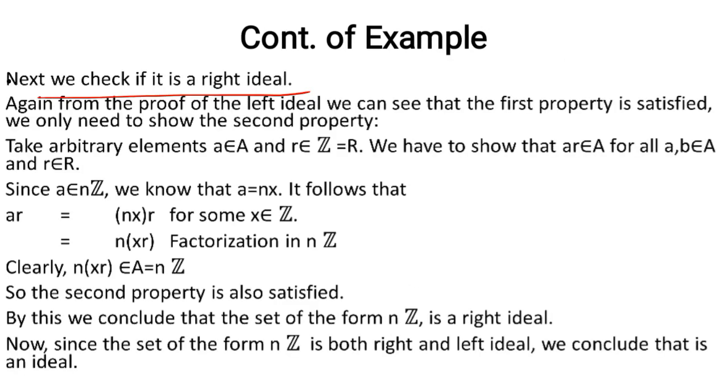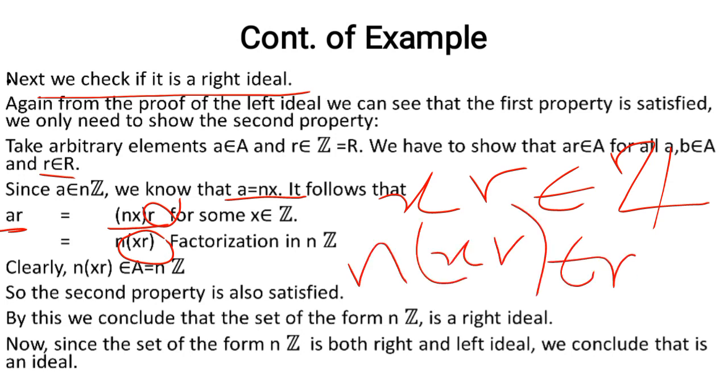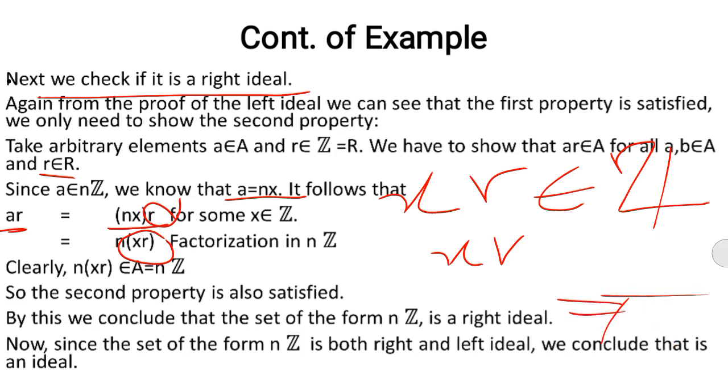Okay, so for the right hand side, again, we pick a, right? And we pick our r, right? And we have it as this because you know what a is, you know what r is, and multiplying on the right hand side and factorizing, you can see that this xr definitely lies in the set of integers, and so n of it will be a multiple of that, right? So this also is an nZ, and what's our nZ? nZ is just our A, and so we've succeeded in showing it is a right ideal.